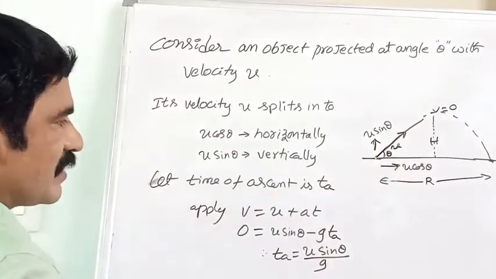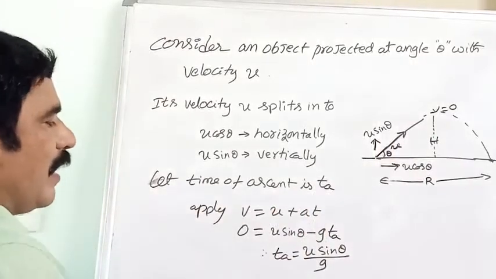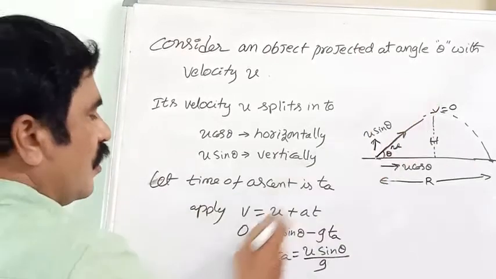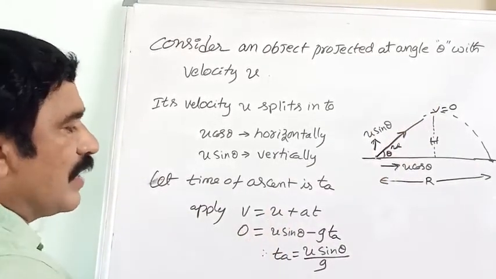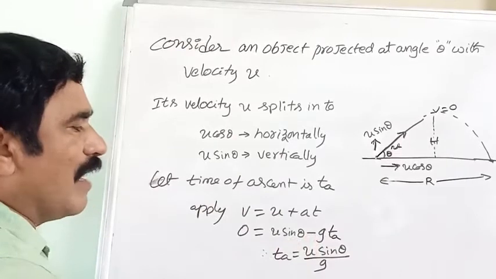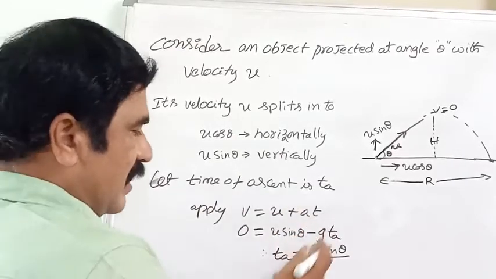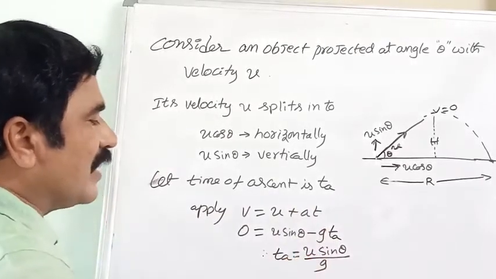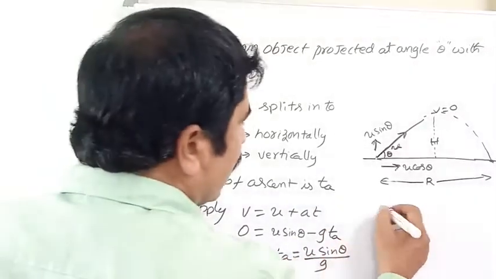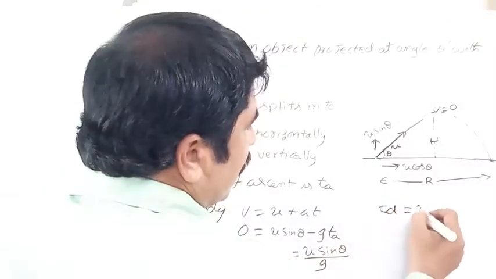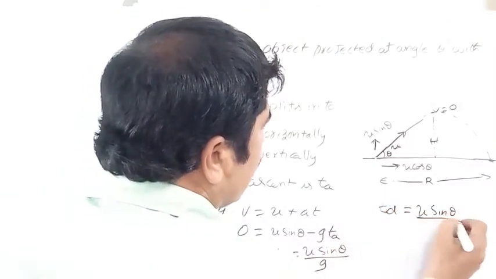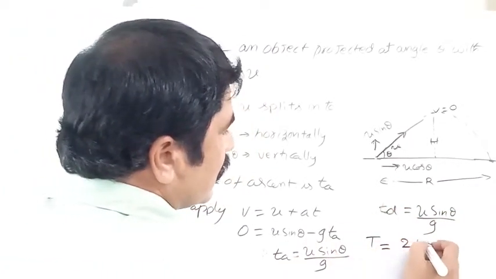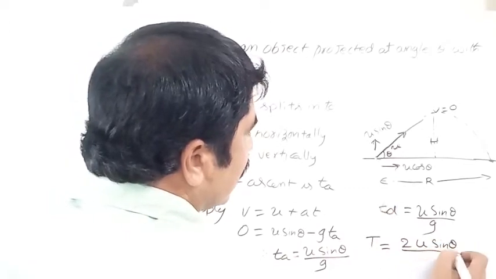Assume time of ascent is ta and apply v is equal to u plus at. V means 0 and u is u sin theta, acceleration is minus g, time is time of ascent. Then simplify, you will get time of ascent is u sin theta by g. Same way, time of descent is also u sin theta by g. Add both of them, you will get total time, that is 2u sin theta by g.